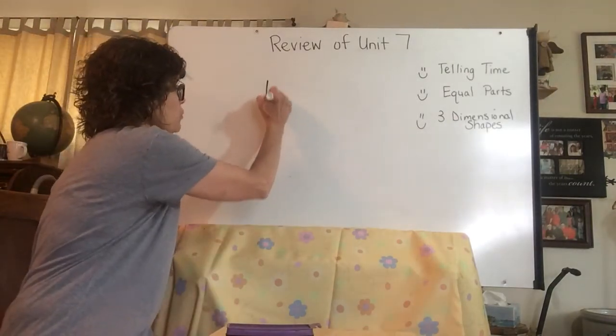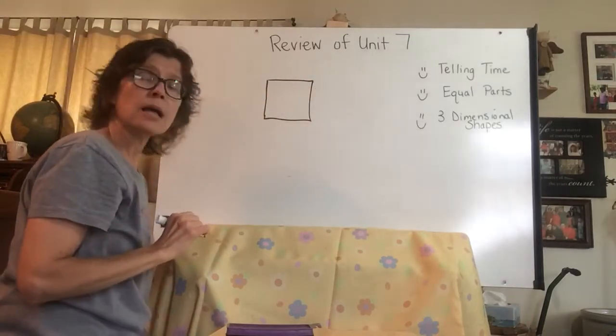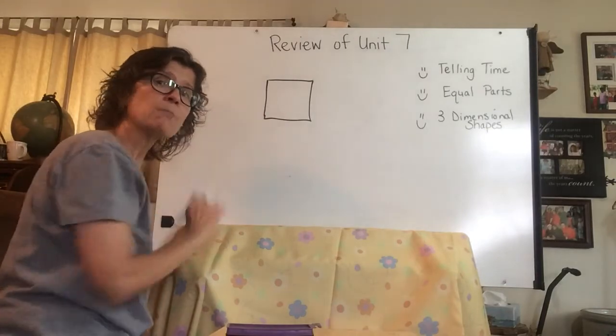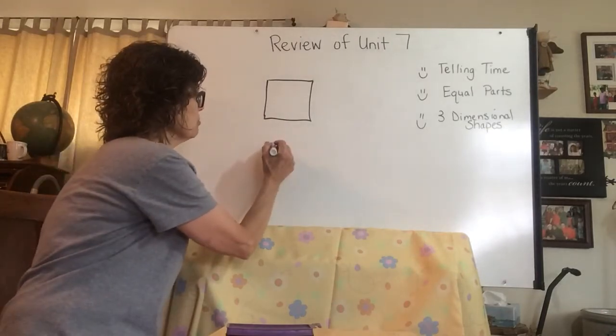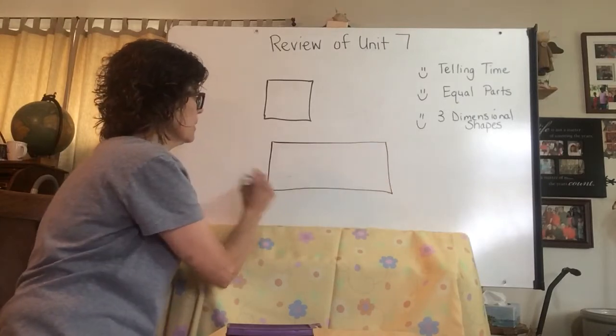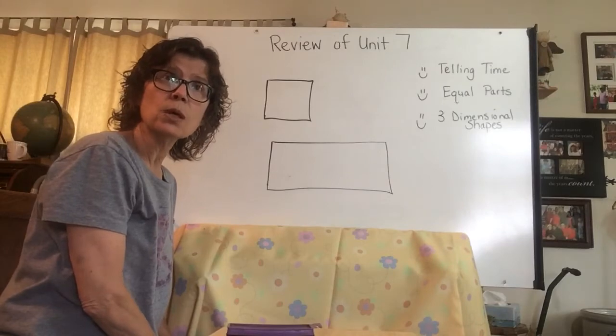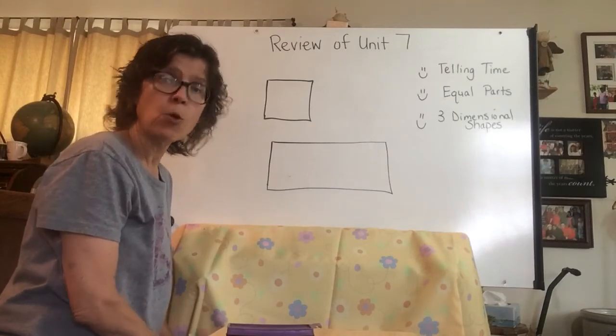All right. Let me try to make a square. Remember, a square is 4 equal sides. It is really a rectangle, but this is a special rectangle. And I'll do a longer rectangle this time. All right, so let's divide our square into fourths, 4 equal parts.